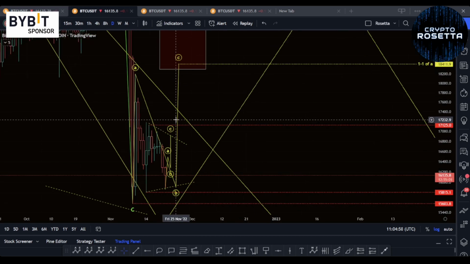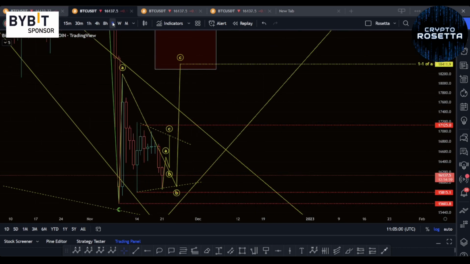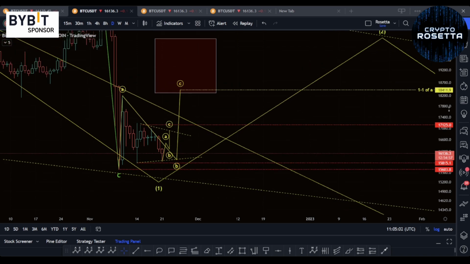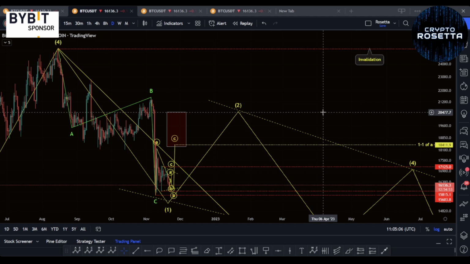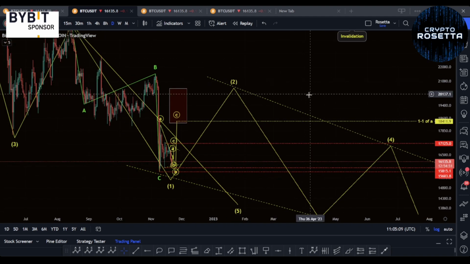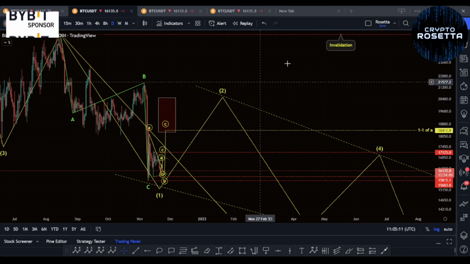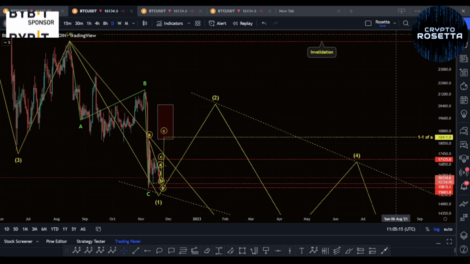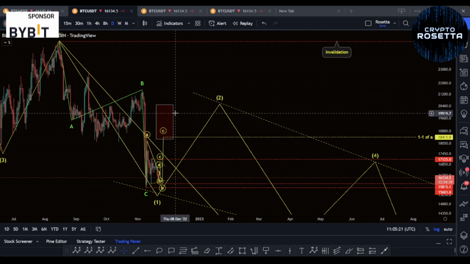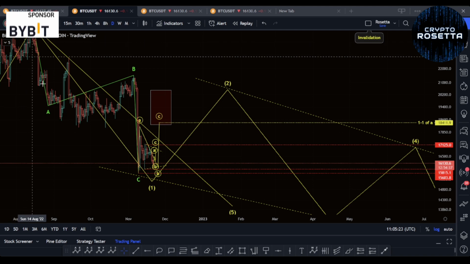The alternative to this, let me go back to the daily. I'm on the daily. Okay. The alternative to this is that we're looking to finish this move off in an ending diagonal. Basically, invalidation of this only comes from crossing back above 25,206.